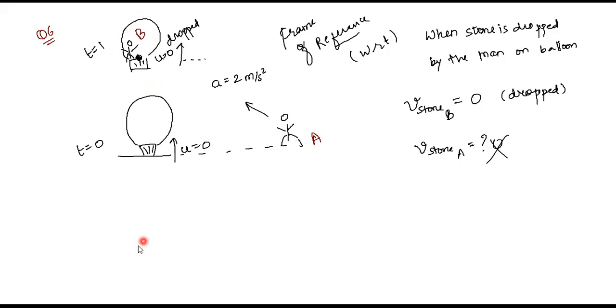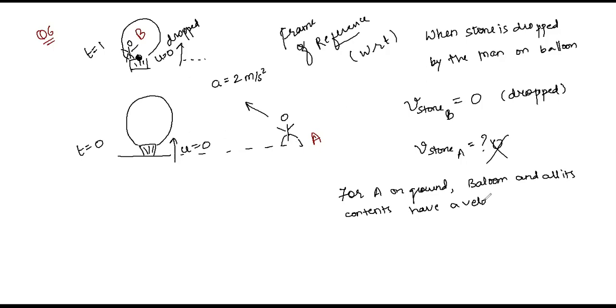I will write this down because this is really important. For A on ground, balloon and all its contents have a velocity upwards, right? Have a velocity upwards. So what does this mean? It means that let us find out what is the velocity.